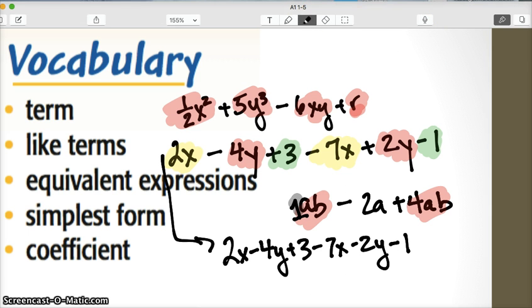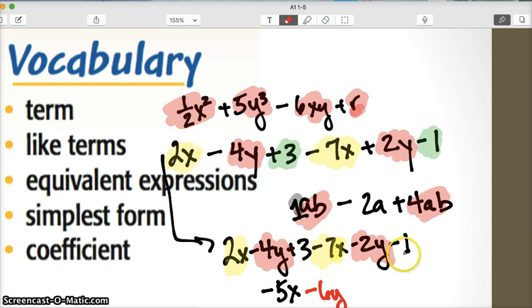So here's what we're going to do. We can take our like terms. This 2x and this minus 7x are like terms. When I add 2 plus a negative 7, what I get is a negative 5. So I'd get a negative 5x. And then I can deal with this other variable term, which is the negative 4y and 2y. These guys are like terms. And when I join these guys together, what I end up with is a negative 6y.